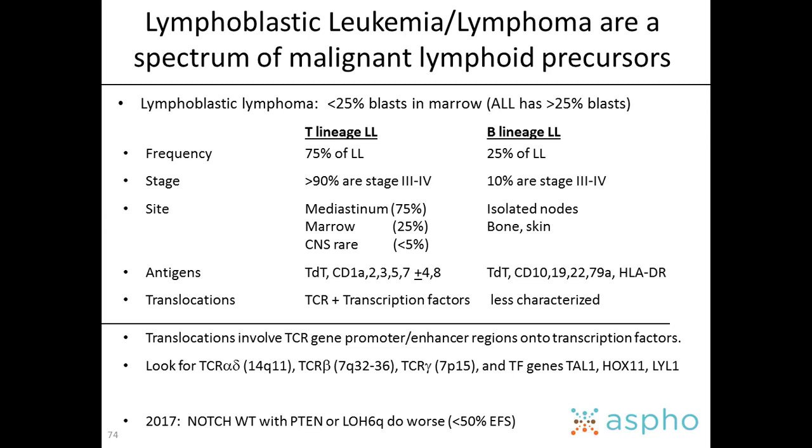Many of them have Notch mutations, but as of 2017, Notch wild type tends to be bad, especially when it's associated with a PTEN mutation or loss of heterozygosity at 6q. They tend to do much worse, with a less than 50% event-free survival.